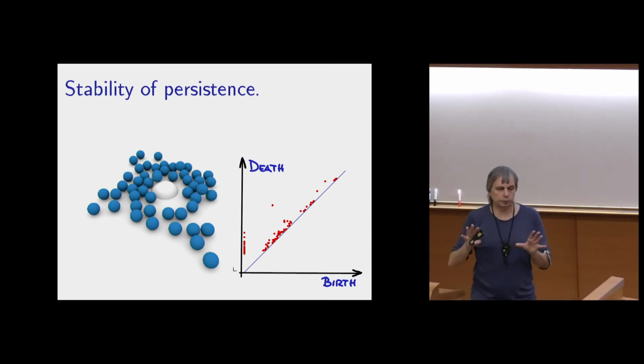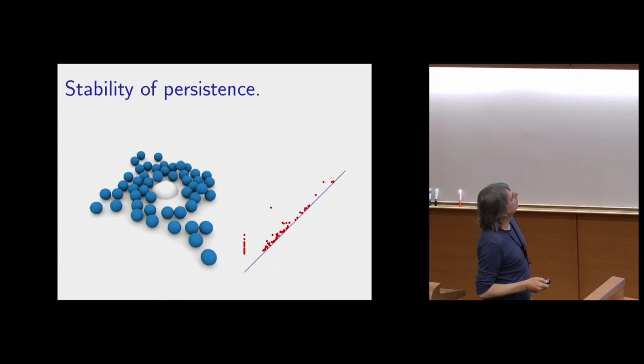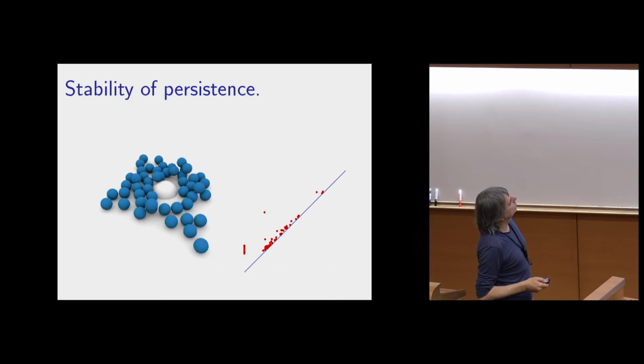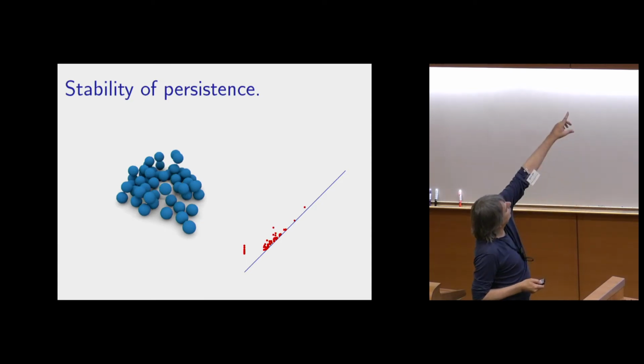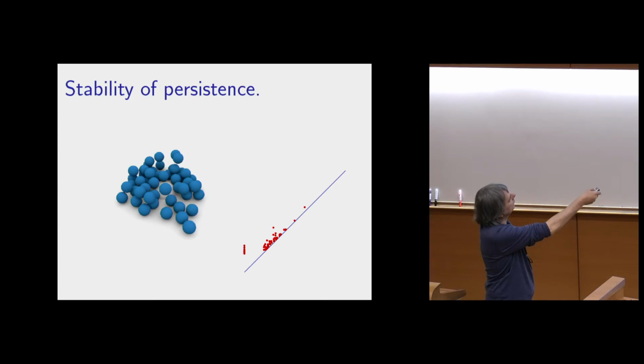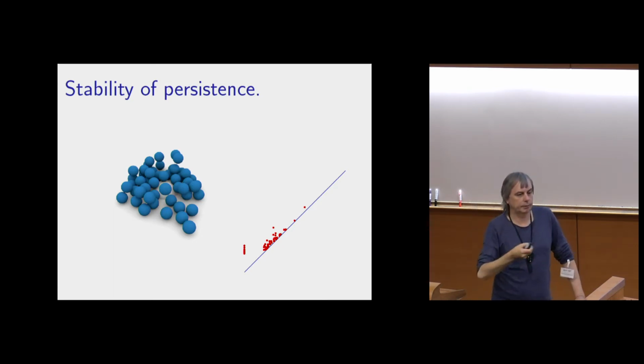Okay, now I'm going to move the points a little bit, and you see how the diagram changes. So you see the points in the middle, they come together. At the same time, this point that was higher up above the diagonal comes down, goes towards the diagonal. Towards the diagonal means that the birth and the death values become similar.